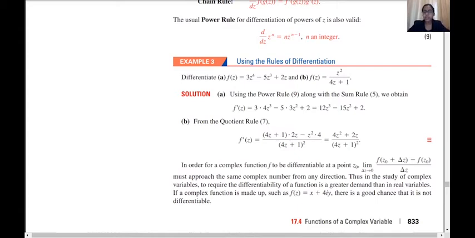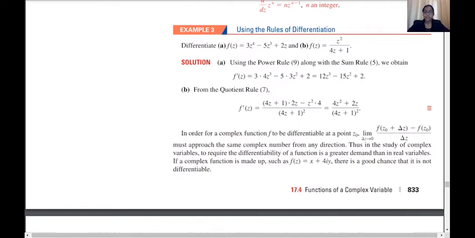Now if we look at the definition of the derivative for a complex function, just like in the case of limits, where we said that delta z can approach z naught from any direction, we have to check whether this is true in the derivative case also. That is, in order for a complex function to be differentiable at a point z naught, this limit must approach the same complex number from any direction.